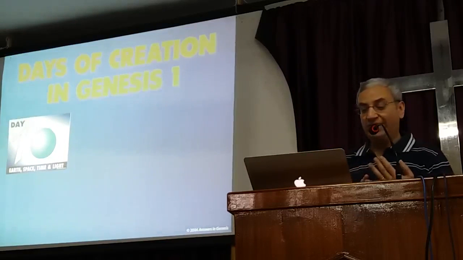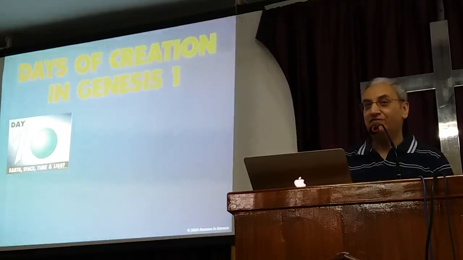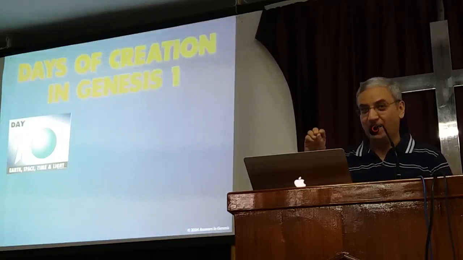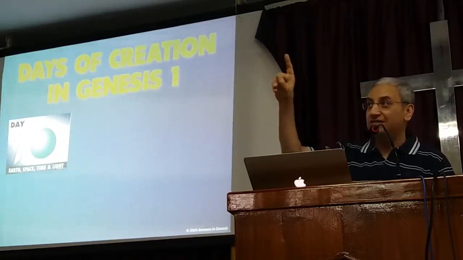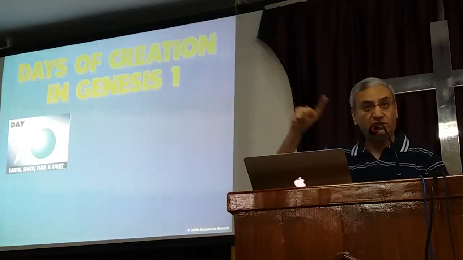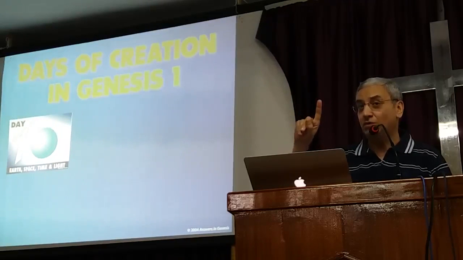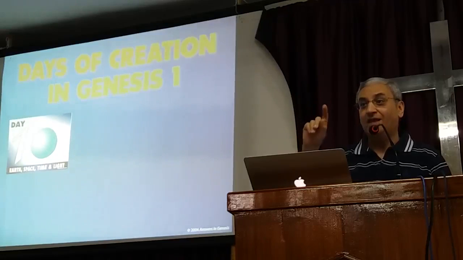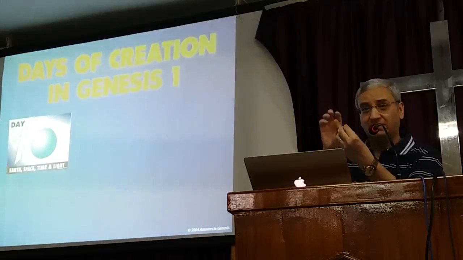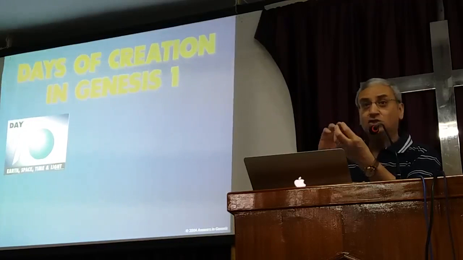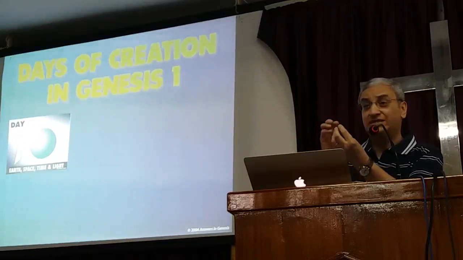So day one, we have the earth, the space, time, and light. And this light is different from the sun. In the evening, you go out, the sun is not there, and you see light coming from other stars. Yes? So the sun is not the only source of light. Light means waves and something called photons, pulses, impulses. Okay?